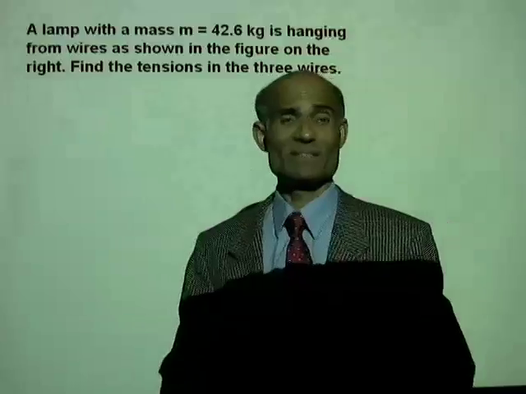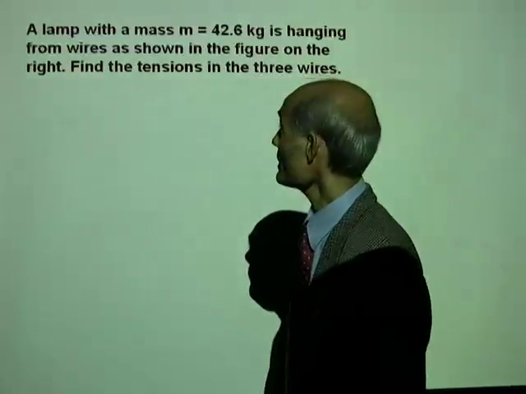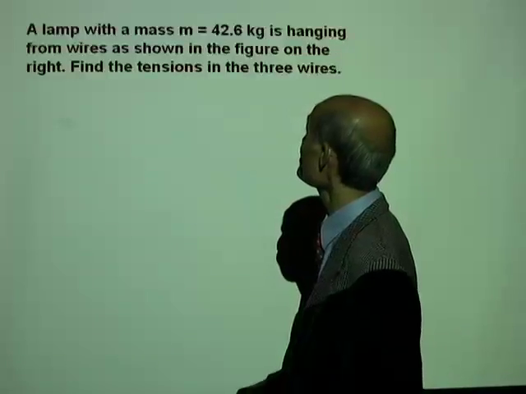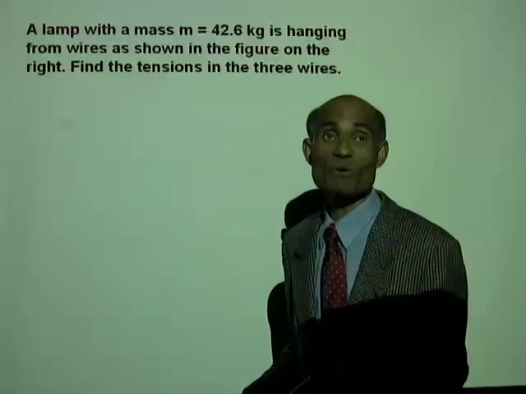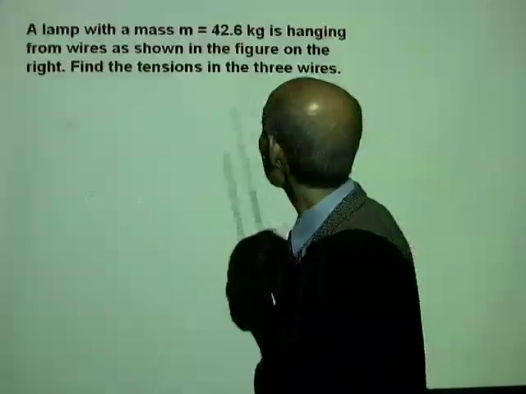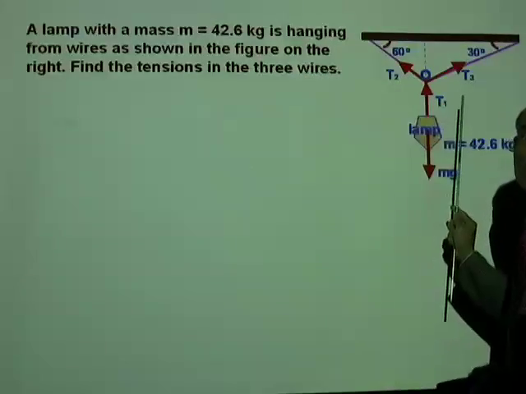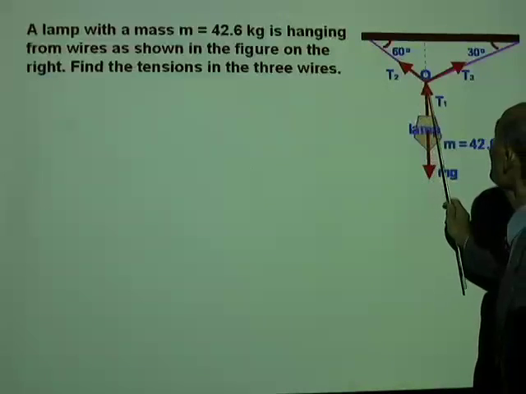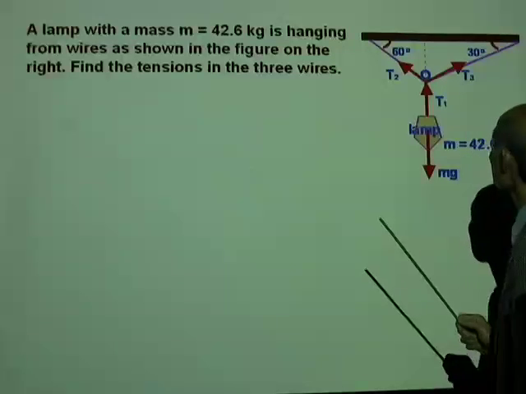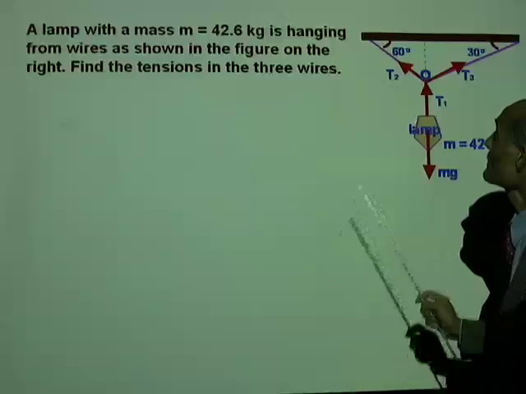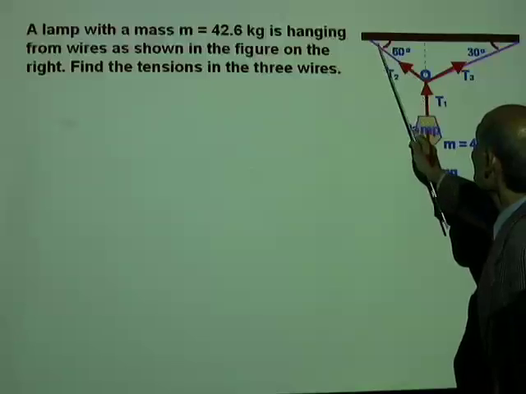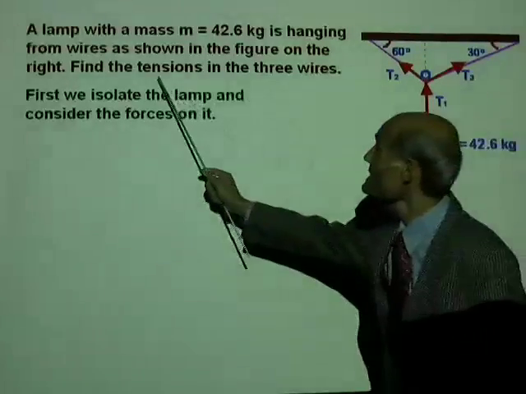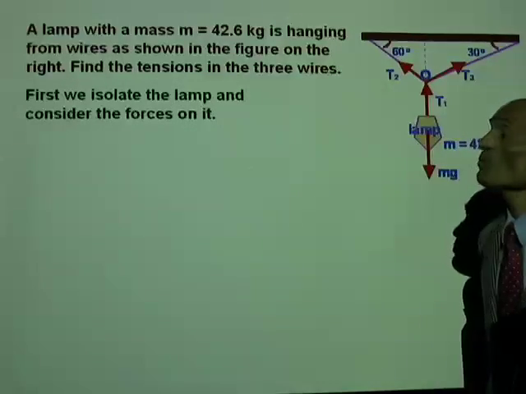Okay, let's solve another problem. A lamp with a mass of m equal to 42.6 kilogram is hanging from wires as shown in this figure. Here is the figure. I hope you can see all the parts of that figure. You have a lamp of mass 42.6 kilogram hanging from, there are 3 cables in there. Alright, find the tensions in the 3 wires.